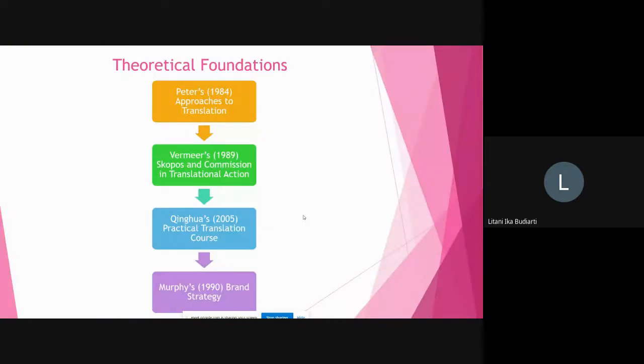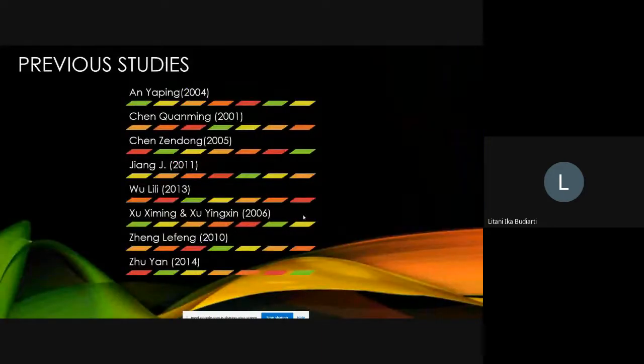And these are the theoretical foundations used by the writer. We have here Peter Newmark's approaches to translation, Vermeer's Skopos and commission and translational action, and, just for a little bit of information, Skopos theory is the theory that is usually used to translate brands or things like advertisements and so on. And then we also have Xinghua's practical translation course and Murphy's brand strategy. So these are the previous studies.